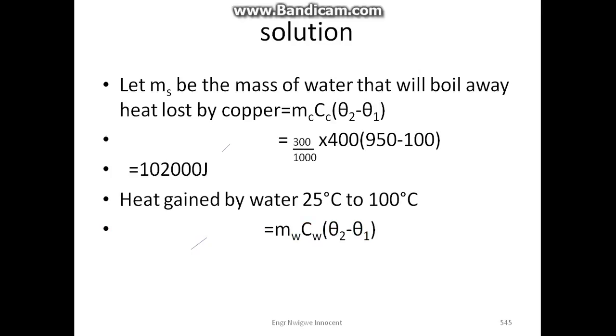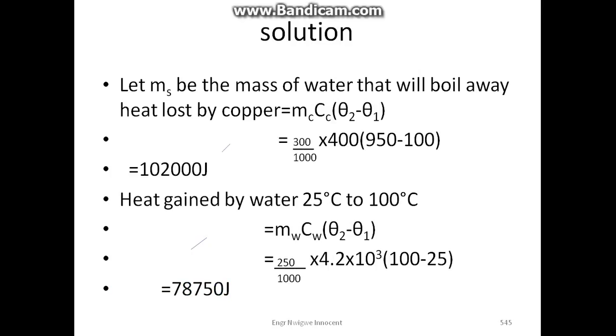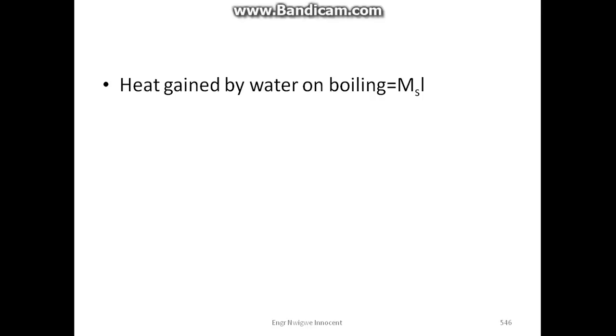Heat gained by water from 25 degrees centigrade to 100 degrees centigrade is equal to mwcw in bracket theta 2 minus theta 1, which is equal to 250 over 1000 times 4.2 times 10 raised to power 3 in bracket 100 minus 25, which gives us 78,750 joules. Heat gained by water on boiling is equal to msL, which equals ms times 2.26 times 10 raised to power 6, which equals 2.26 times 10 raised to power 6 ms.